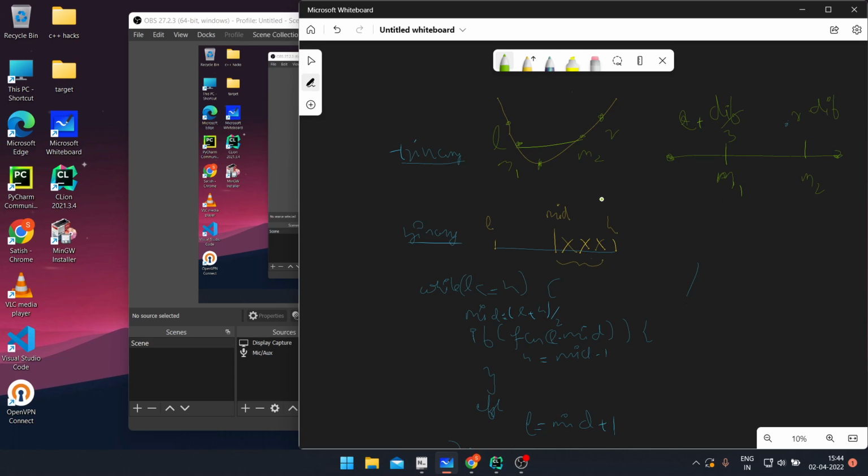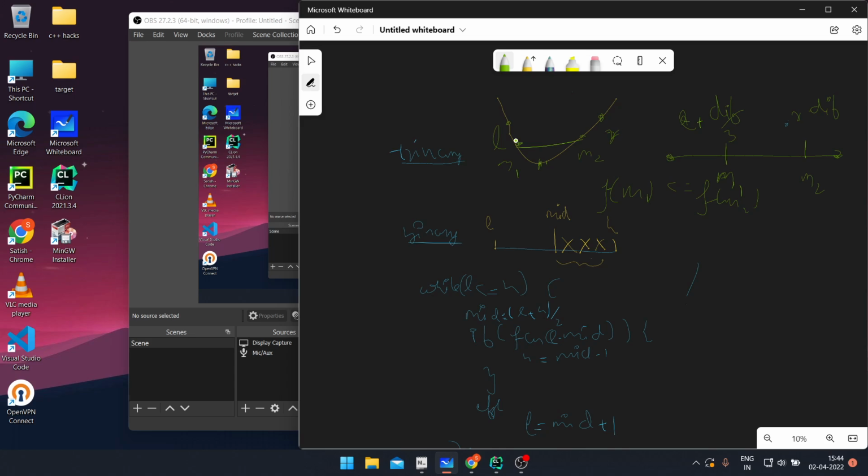If f of M1 is less than or equal to f of M2, what this means is that M1 is very close to the solution as compared to M2. So what we should do in this case is shift R, not L, because the solution might be just here.